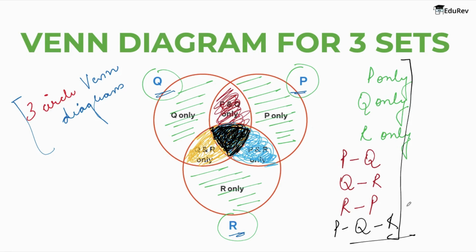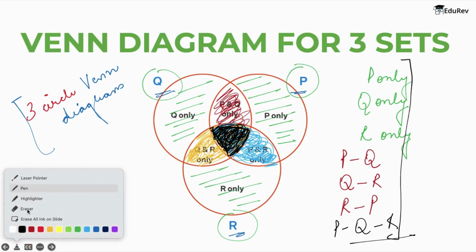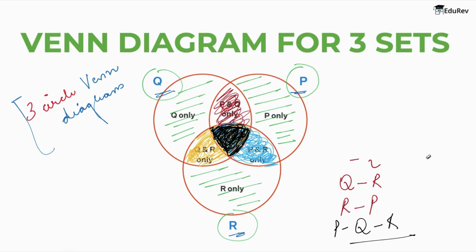Alright. Now, according to the observations, okay, we can see that the elements in P and Q are the elements in P and Q only, plus the elements which are in your PQR. So I think I should write these things again. Eraser. So I'm just going to erase everything.